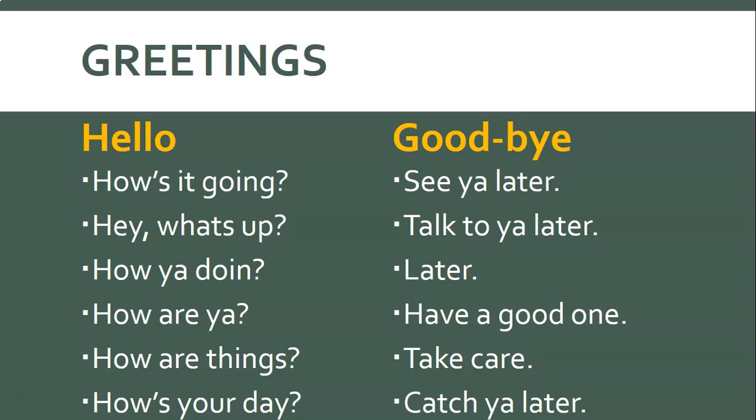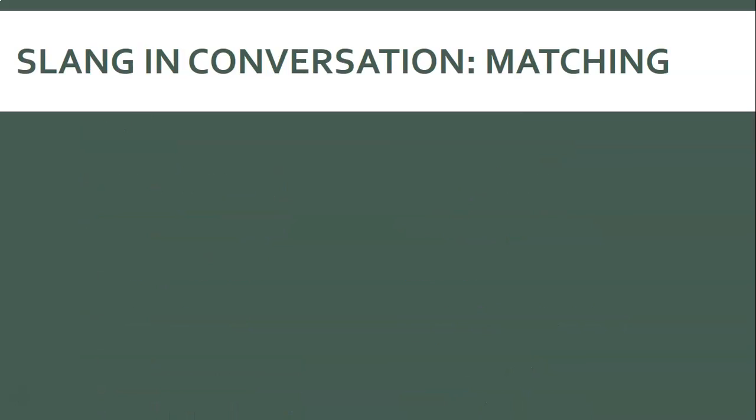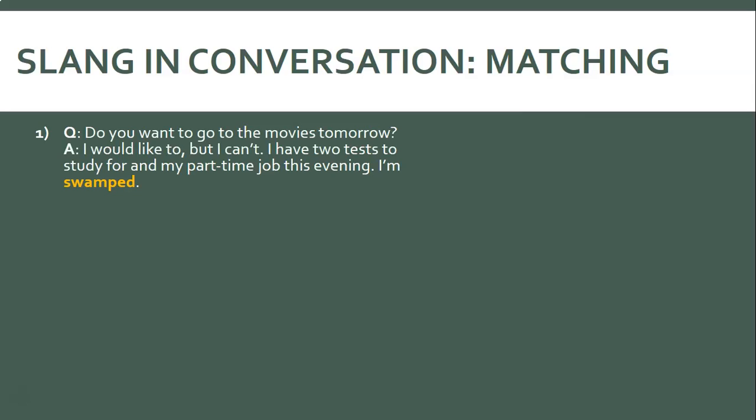Okay, so let's go ahead and look at some of the specific slang words. First we will do a matching exercise, and I will show you how the slang word is used in a question and answer. So we'll do these together. For example, question: Do you want to go to the movies tomorrow? Answer: I would like to, but I can't. I have 2 tests to study for and my part-time job this evening. I'm swamped. Okay, so swamped is a slang word here. All of the slang words you will see highlighted in yellow. So we will go through the 5 sentences first, and then you will try to match the slang word to its definition.